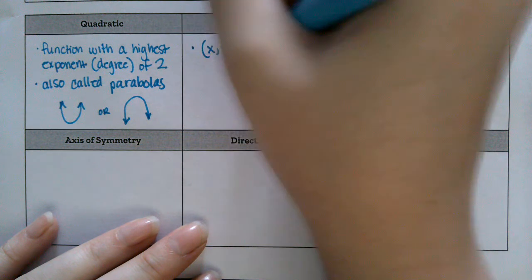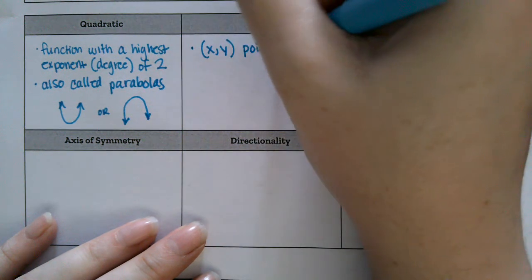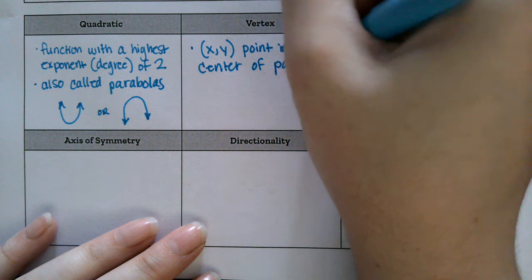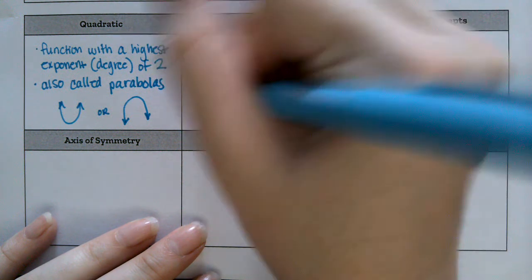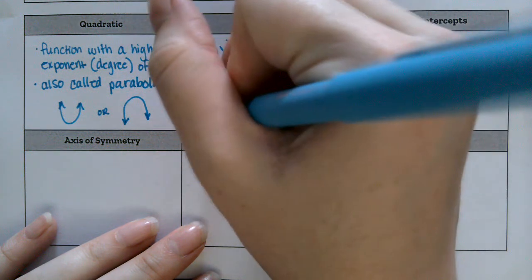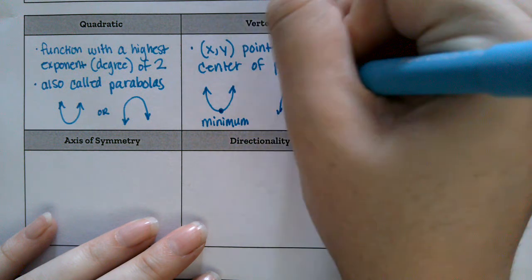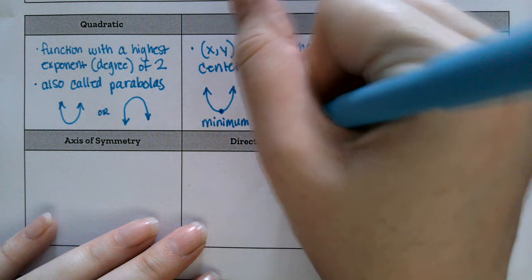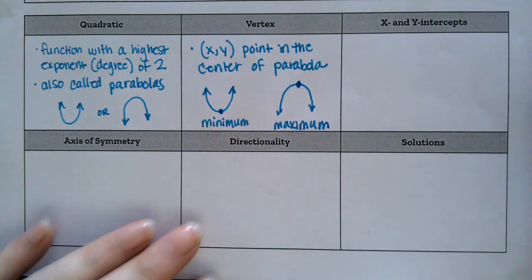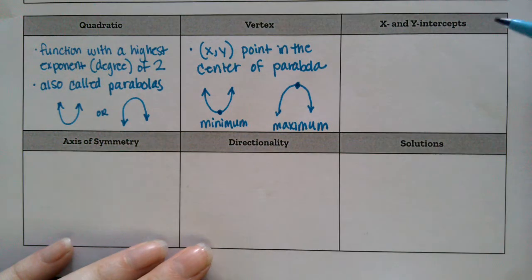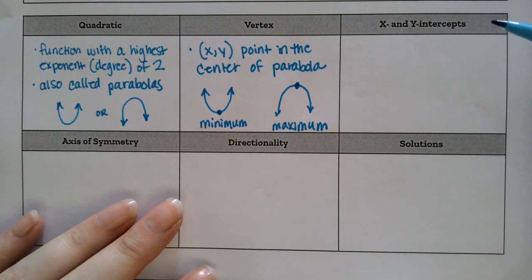Then we have our vertex, which is our x, y point in the center of the parabola. If it is U-shaped, that point is a minimum. If it is an upside down U-shaped, that vertex is a maximum. If I'm going too fast through these, you can always pause before I move on to the next one, because I know that I write fast.